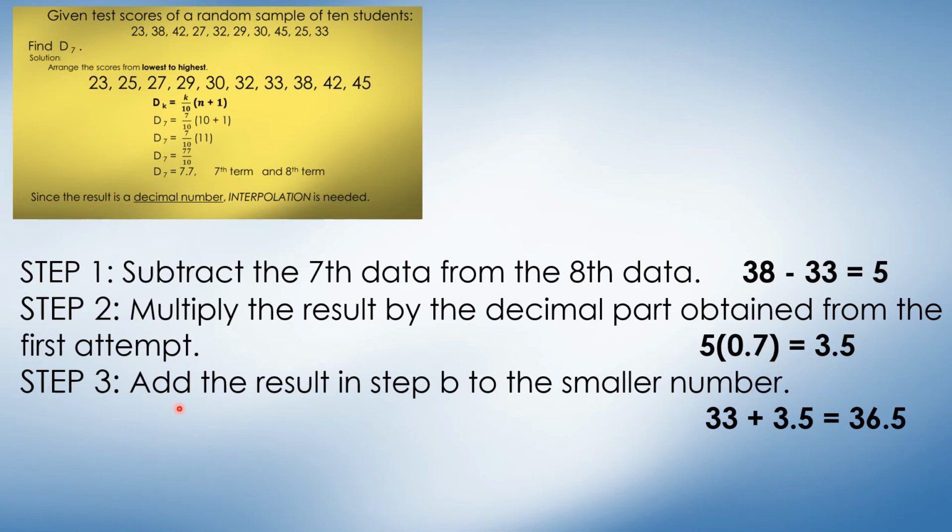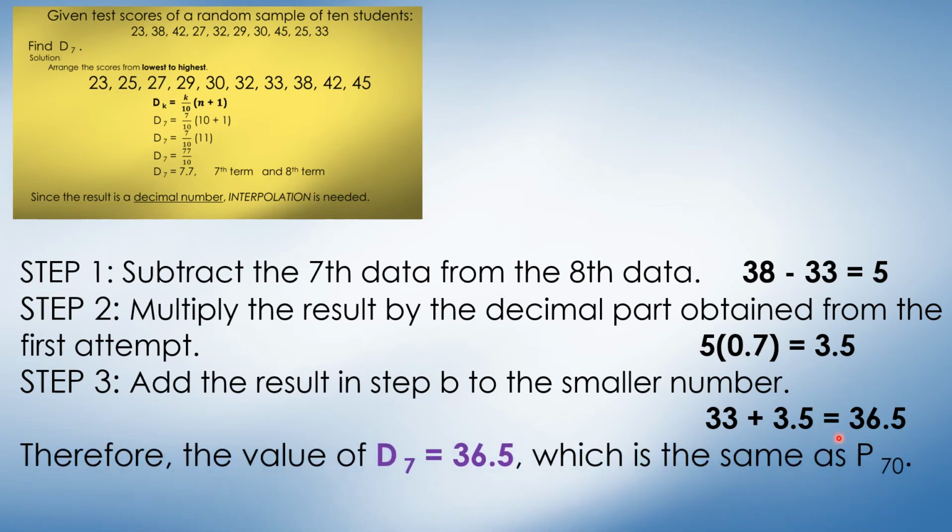Third step is to add the result in step 2 to the smaller number. So we have here 38 and 33. The smaller number is 33. So 33 plus 3.5 is equal to 36.5. Therefore, the value of the 7th decile is equal to 36.5, which is the same as the 70th percentile.